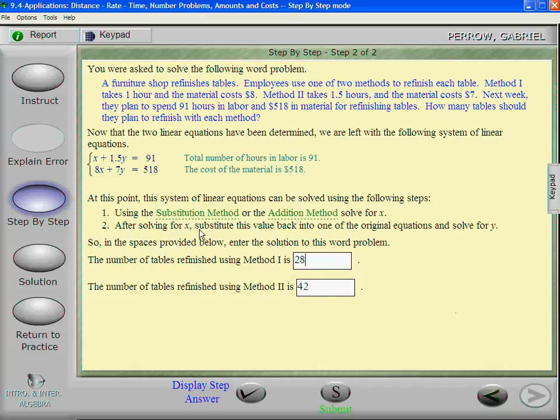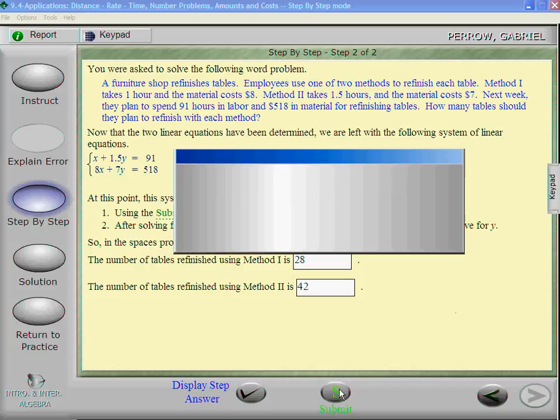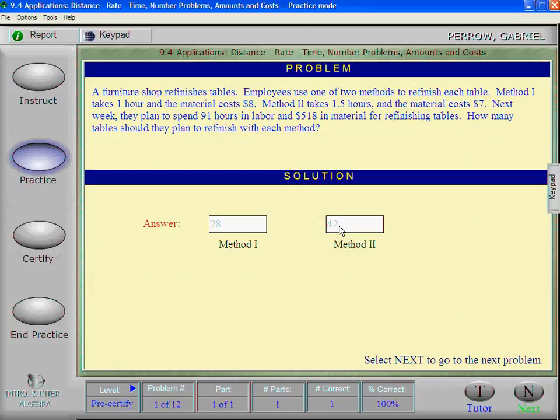So remember, when you get these answers, you can plug them back in for x and y here, and you'd check and make sure, and you would get 91 there. And you could plug it back into the bottom one here, and you would get 518. So you can check your work and make sure that you did it right. And that's correct.